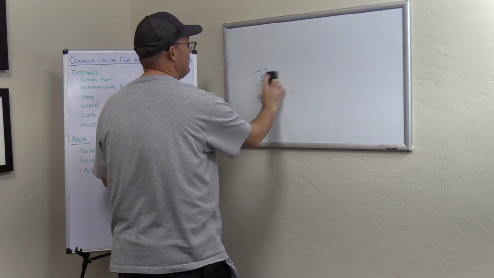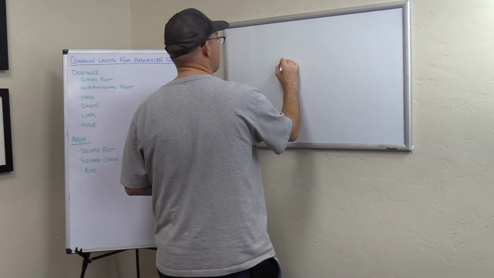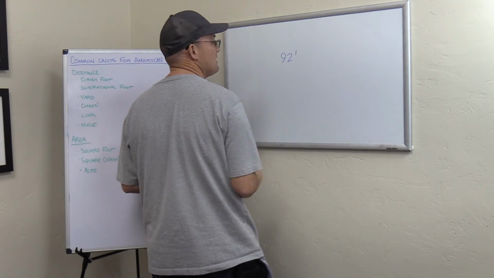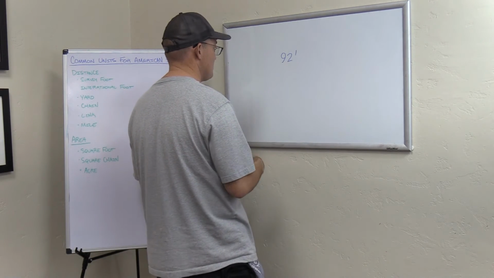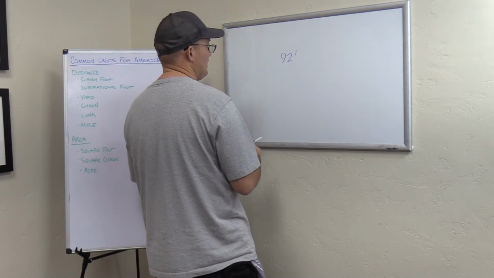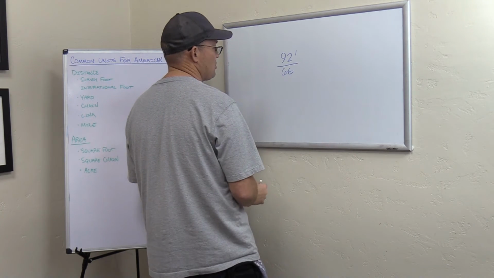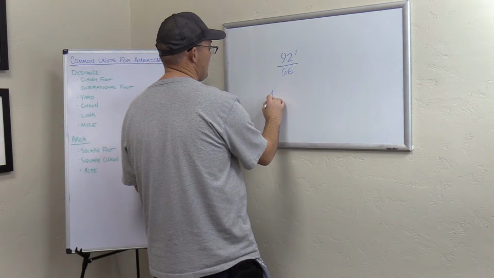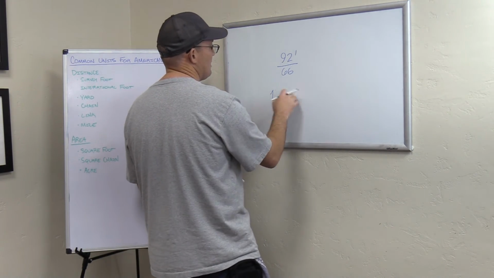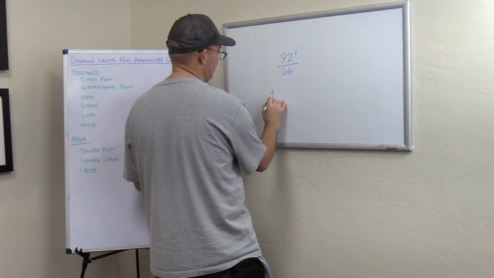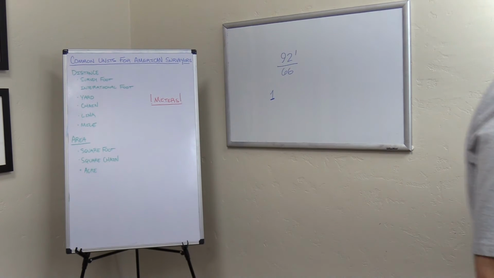Now let's do feet to chains and links. Let's say we've got a line that's 92 feet long, and we want to know what that is in chains. The first thing you do is take this number in feet and divide it by 66. That's going to tell you how many chains you've got. We're going to get 1 point something chains. Let me do that math real quick.